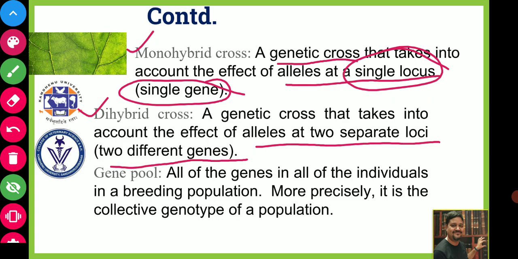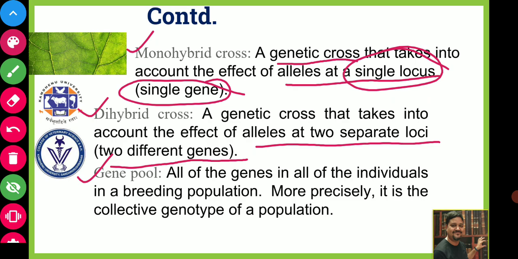When one gene is under consideration, it is called a monohybrid cross, and similarly trihybrid, tetrahybrid, and so forth. Okay, so this is about the monohybrid and dihybrid cross.